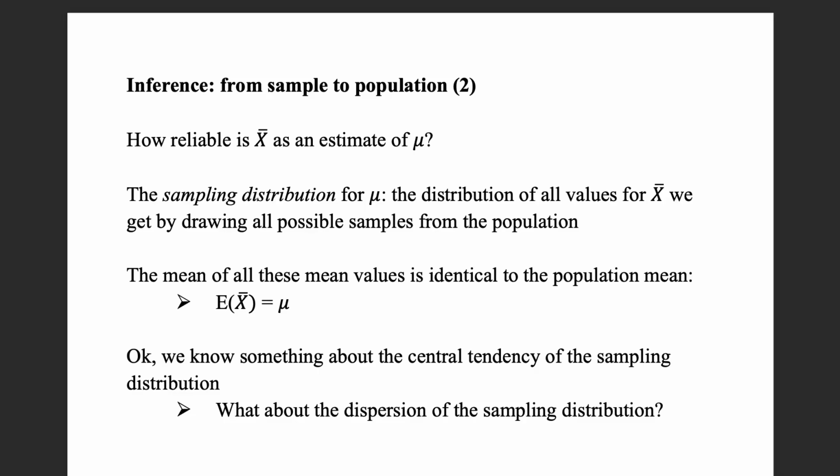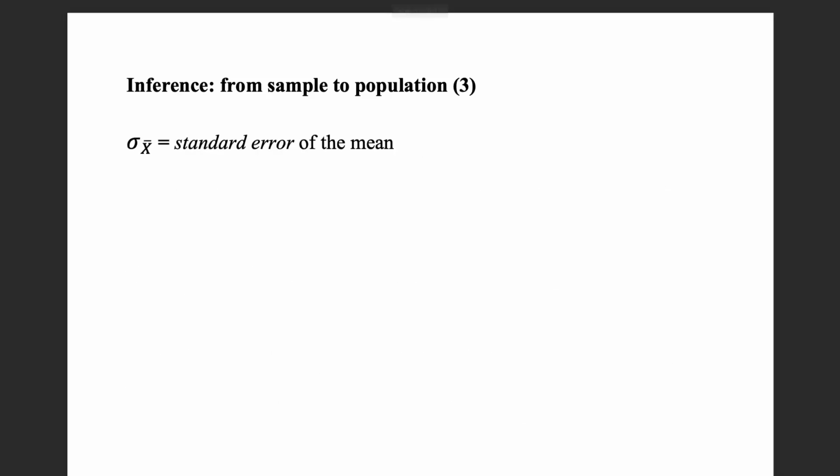If there's a lot of dispersion, a lot of variability, then the sample means are unreliable as a reflection of the population mean. If there isn't a lot of dispersion, then the sample means are more reliable. So we know we somehow have to express this dispersion.